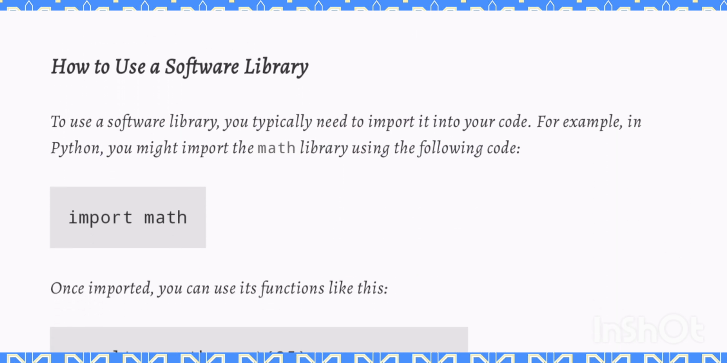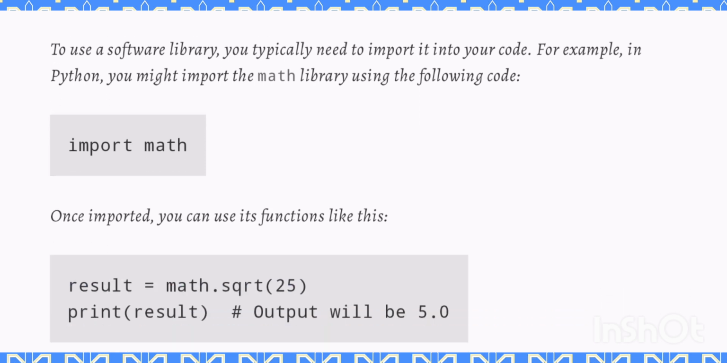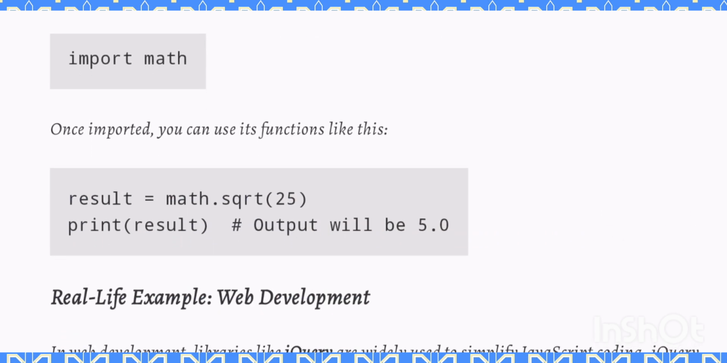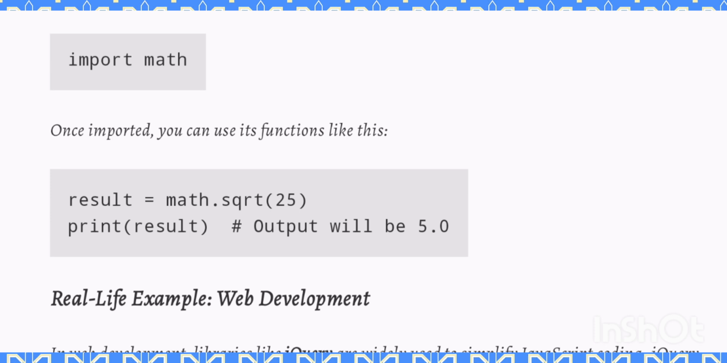How to use a software library. To use a software library, you typically need to import it into your code. For example, in Python, you might import the math library using the following code: import math. Once imported, you can use its functions like this: result = math.sqrt(25); print(result). Output will be 5.0.